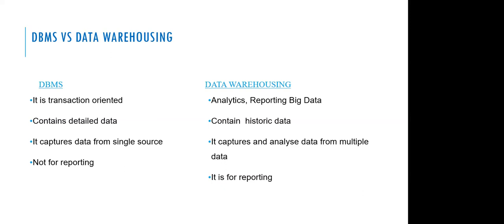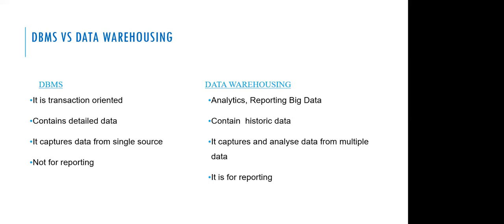DBMS contains only recent data, and it contains transaction oriented data. But in a data warehouse we have both history and current data, and it is used for reporting purposes. Not only reporting, we can do analysis by having the reporting, and we can even use it for storage purposes. And then DBMS is a single source, but a data warehouse will capture and analyze the data from multiple sources.